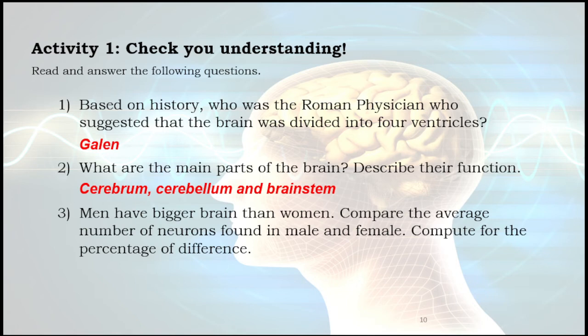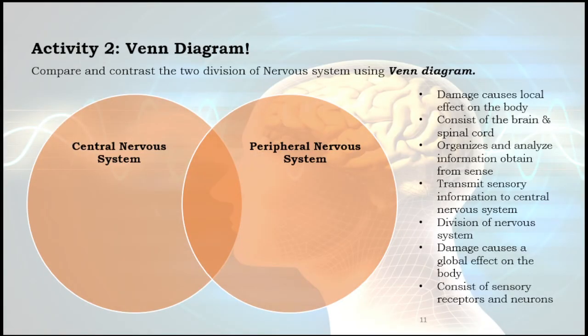The third question is, men have bigger brain than women. Compare the average number of neurons found in male and female. Compute for the percentage of difference. Okay, time's up. What's your answer? Very good. So we have 16% difference. Let us move on to our next activity.